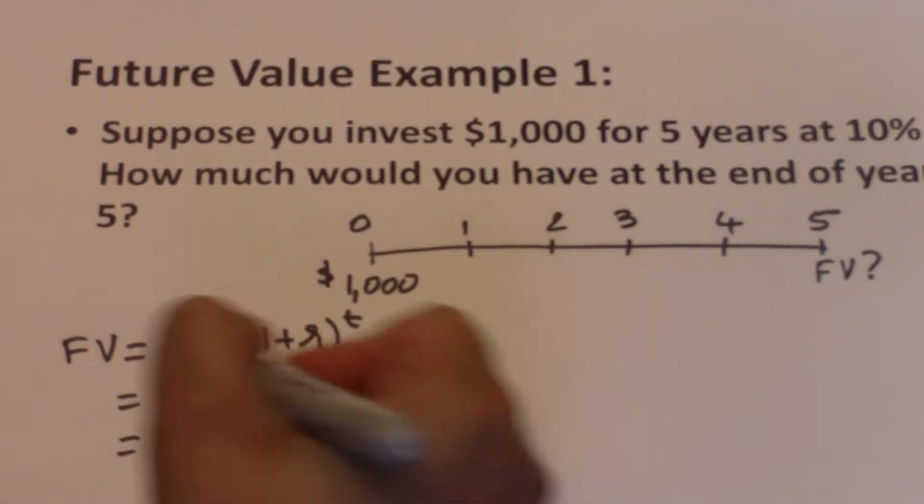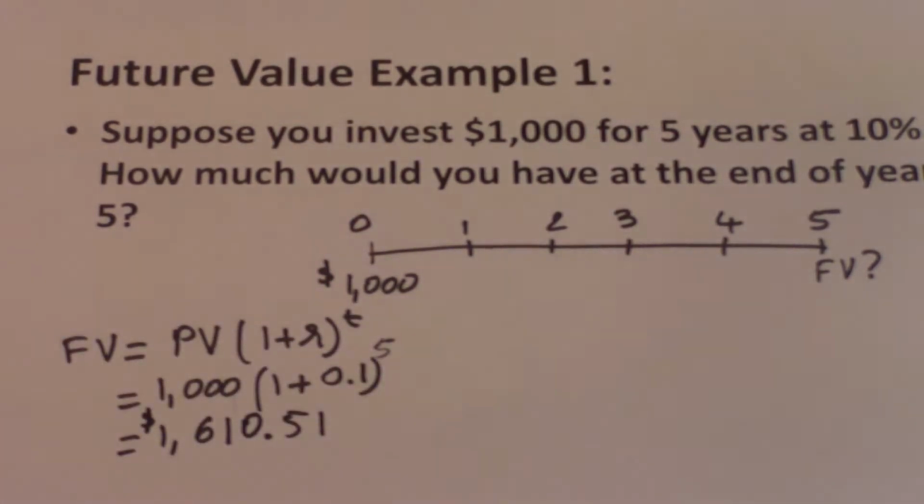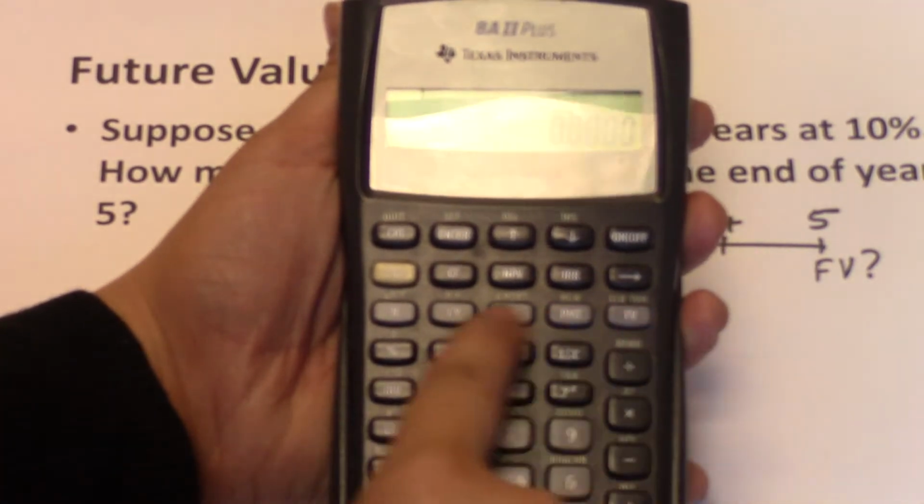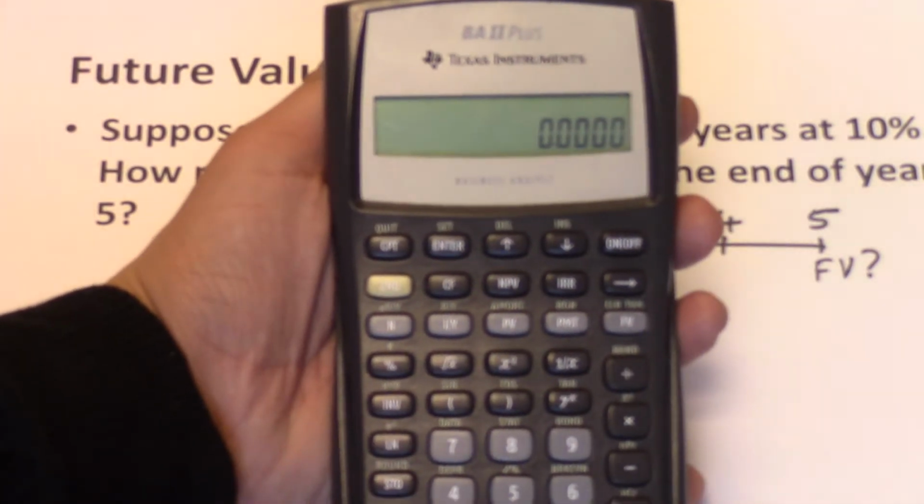So the future value, the amount of money that we're gonna have at the end of 5 years, if we invest at 10% and we invest $1,000 today, will be $1,610.51. We can get this using the financial calculator too, and so we are going to be using these keys, the gray keys on the financial calculator.